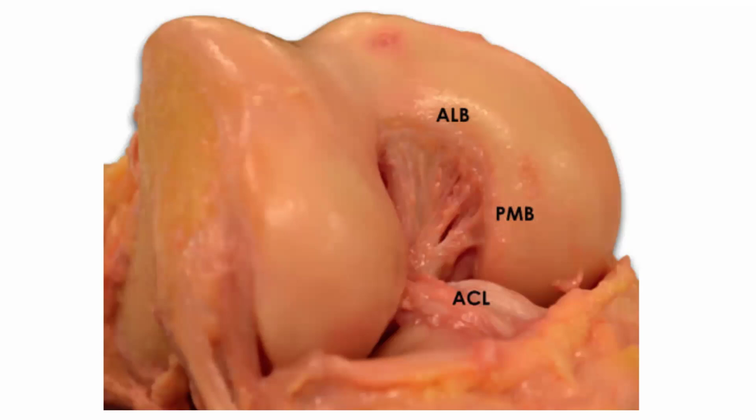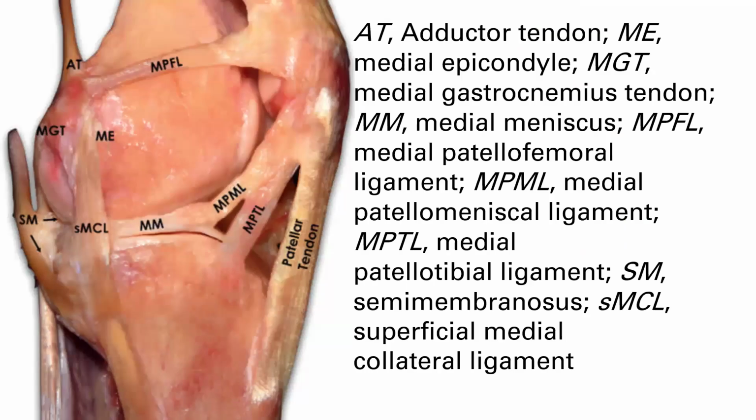Anteriorly, you should know about the anterolateral bundle of the anterior cruciate ligament and the posteromedial bundle. Also, if you look at the sides, you have the lateral collateral ligament and the medial collateral ligament. This is the side looking at the lateral projection.